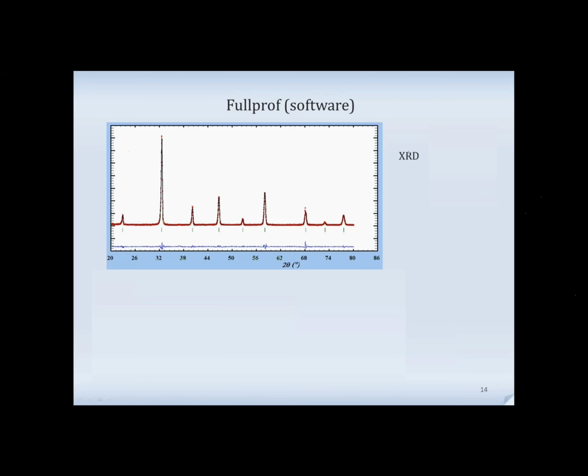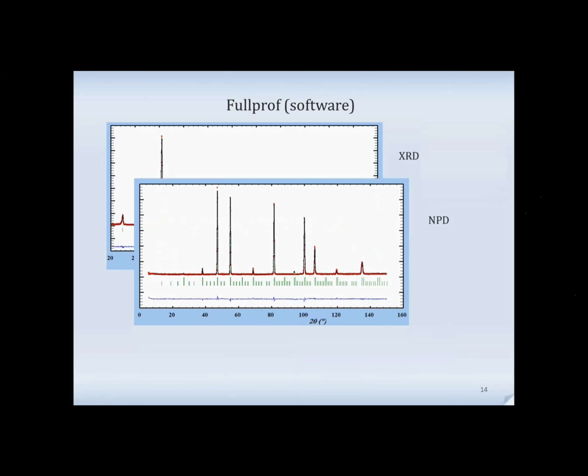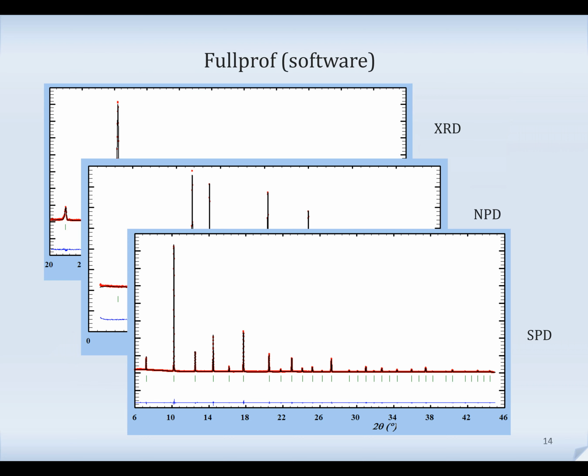But in the case of neutrons, we've made several experiments using the same compound. We made X-ray in the lab, neutron diffraction in an international center, and the spectrum for neutrons looks different. Firstly, because it's a different radiation with a different wavelength. And the third pattern is synchrotron radiation. And again, the pattern looks completely different.